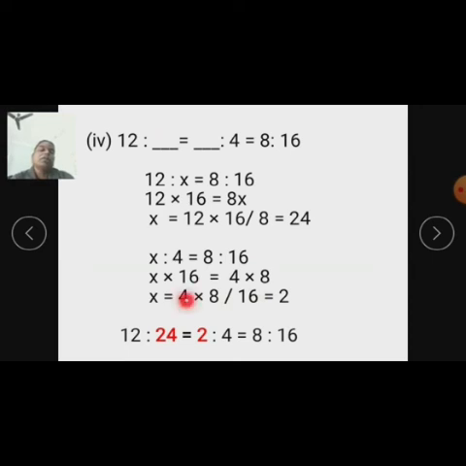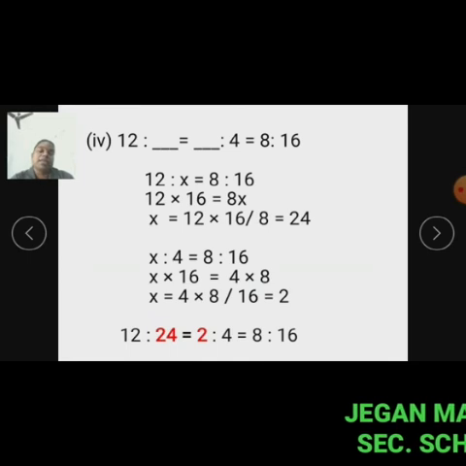4 into 8 divided by 16 equal to 2. 12 is to 24 equal to 2 is to 4 equal to 8 is to 16. So the answers are 24 and 2.